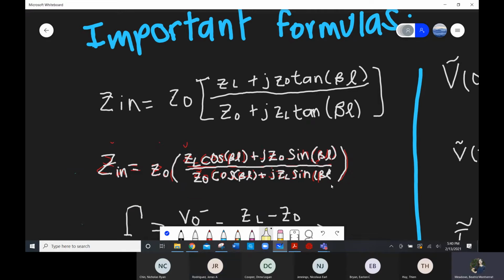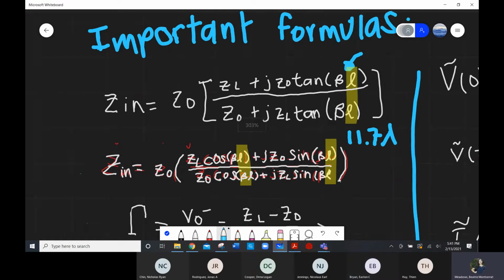But here, what's very interesting is you never plug in a negative, okay? So I don't know if you want to memorize these or write it down somewhere. In these, when you're finding Zin, this value is always positive, okay? So here, I'm actually going to plug in 11.7 lambda, okay? So do not confuse these 2 important things.